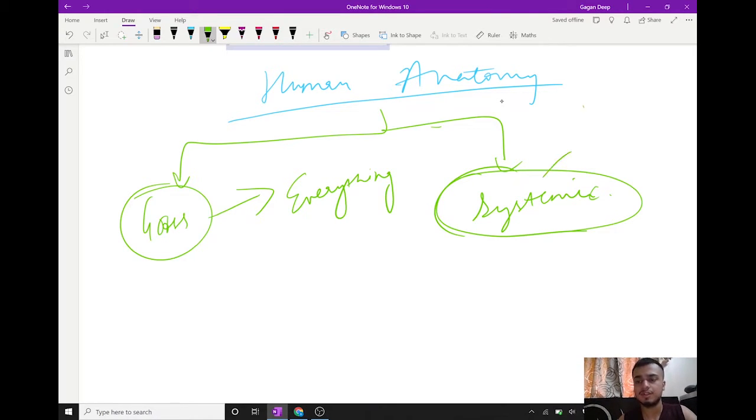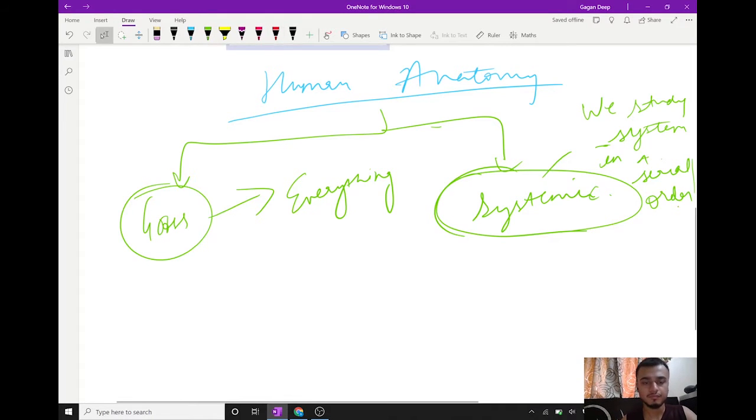And systemic means we study systems in a serial or order. Now, what does this mean?